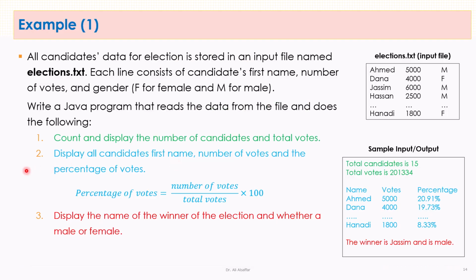For the last part, the question is asking to display the name of the winner of the election and whether the winner is a male or female. And this is the sample output for this part.